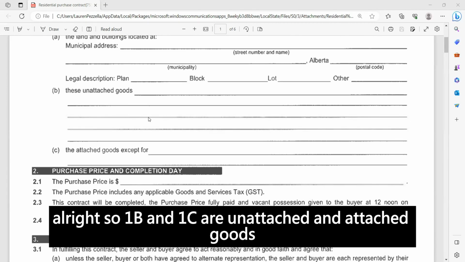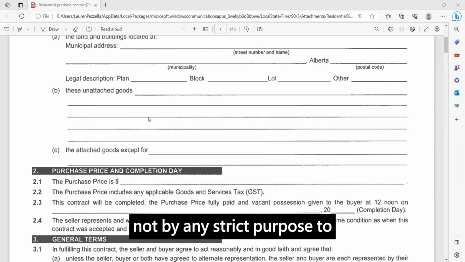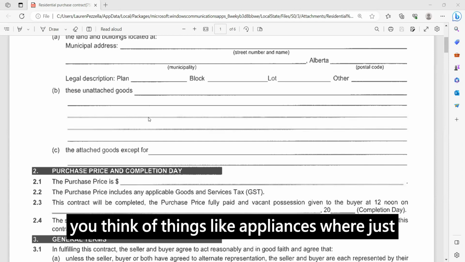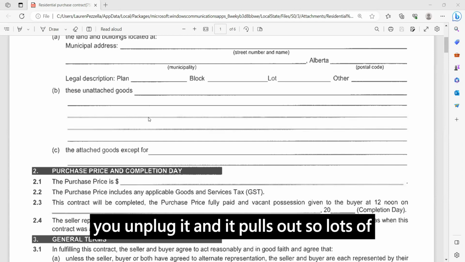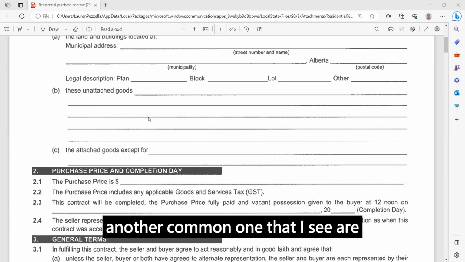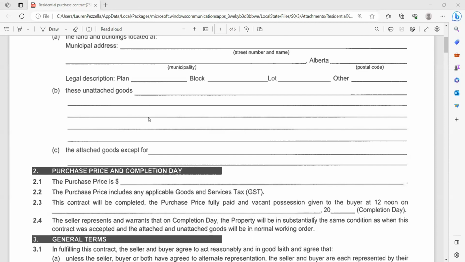All right, so 1B and 1C are unattached and attached goods. Unattached goods are things that aren't physically attached, or not by any strict purpose, to the property itself. When you think of unattached goods, you think of things like appliances, where you just unplug it and it pulls out. So lots of fridges and stoves are included as unattached goods. Another common one that I see is window coverings, like drapes and blinds.